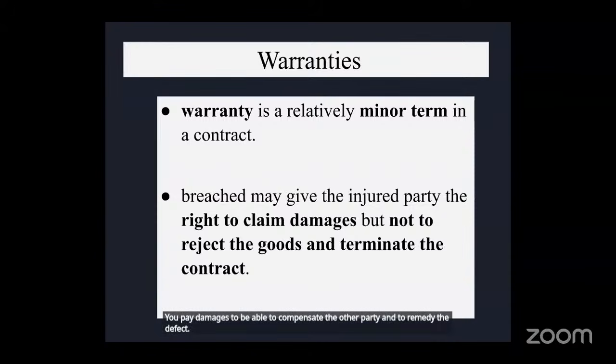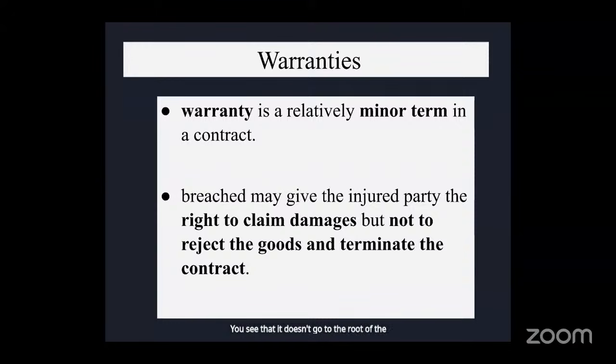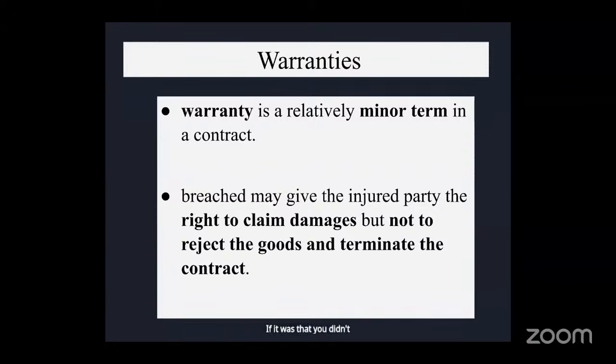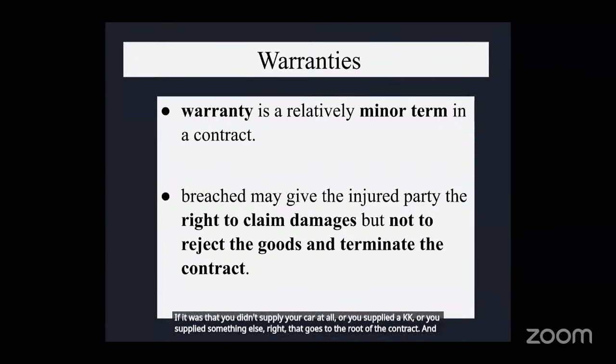For instance, you ask for a car, a black car, but what was supplied to you is a white car. You see that it doesn't go to the root of the contract, because you can actually go take the car, or the party who breached the contract can take the car to a mechanic and have it repainted to the color that you want. It will only cost you money. If it was that you didn't supply a car at all, or you supplied a keke, or you supplied something else, right, that goes to the root of the contract, and the other party can terminate the contract.